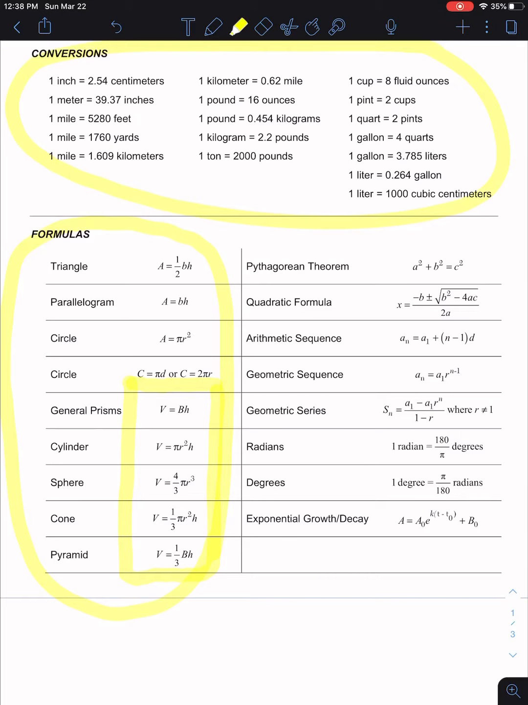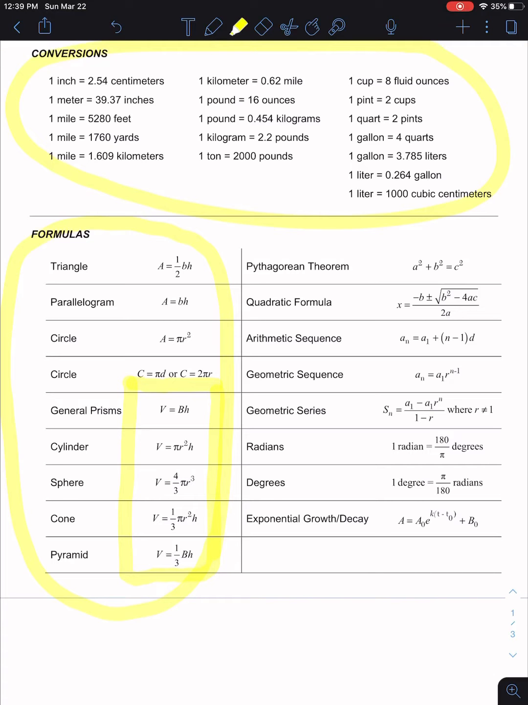Okay, so area is a 2-dimensional measurement, volume is a 3-dimensional measurement. It's how much space something occupies. So we're going to talk about a general prism's volume, V equals BH with a capital B. We'll explain what that means.